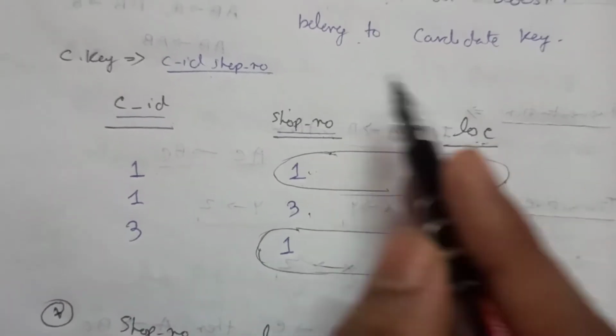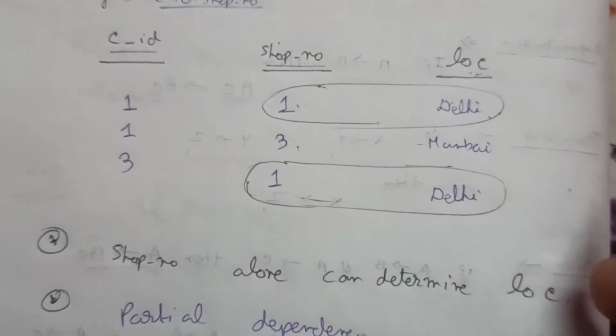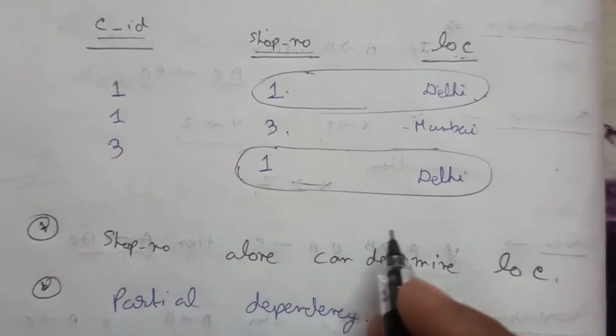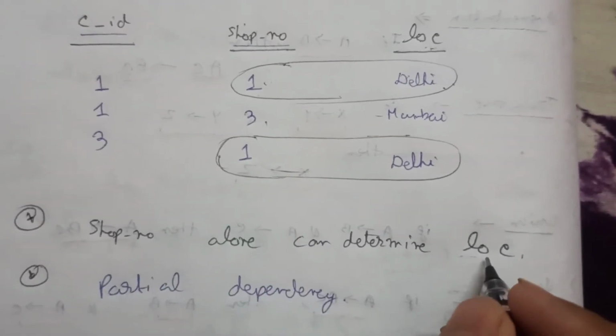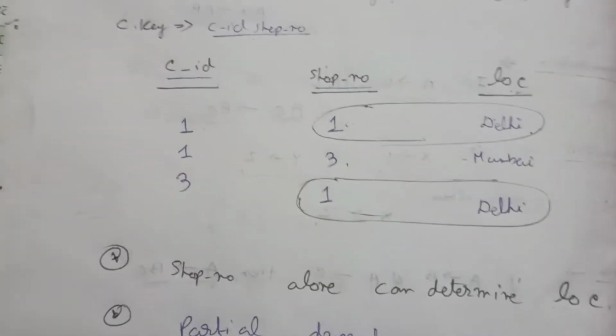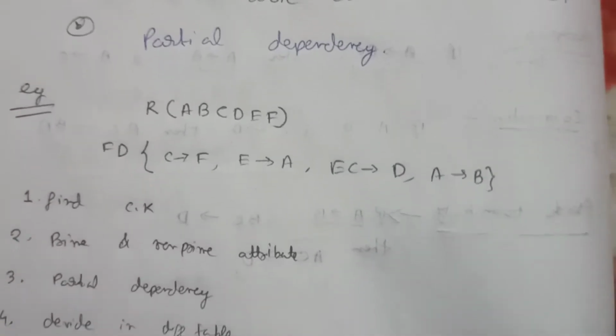So this table is not in second normal form, because there is a partial dependency. Shop number alone can determine the location attribute. So this is partial dependency, and this is not in 2NF. Now let's check another example.